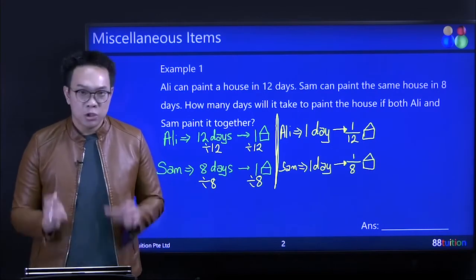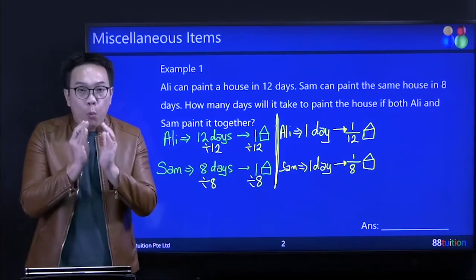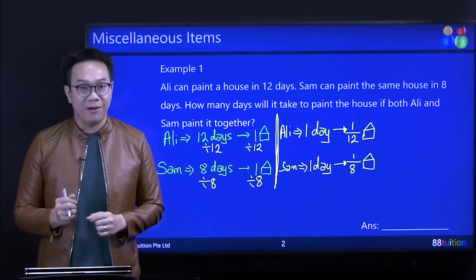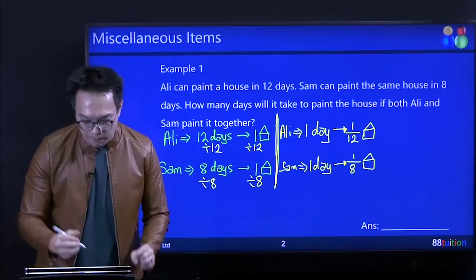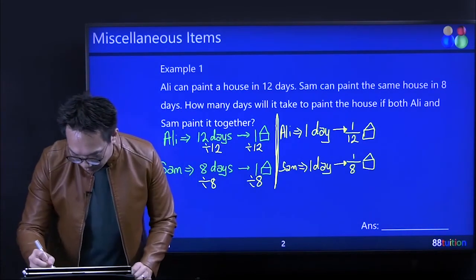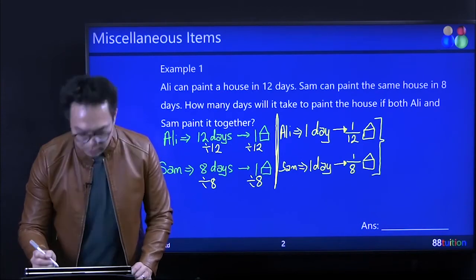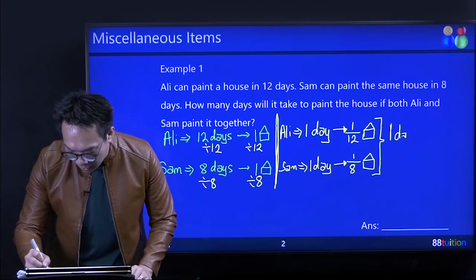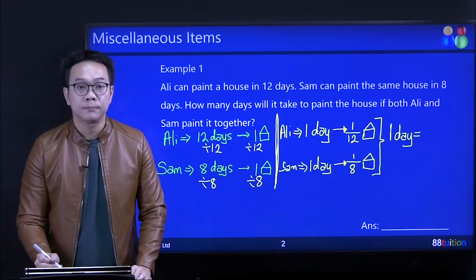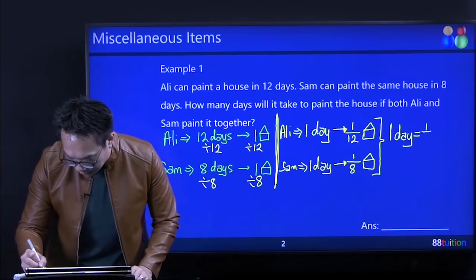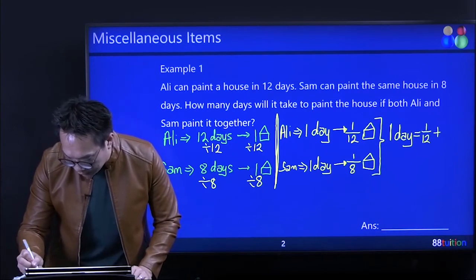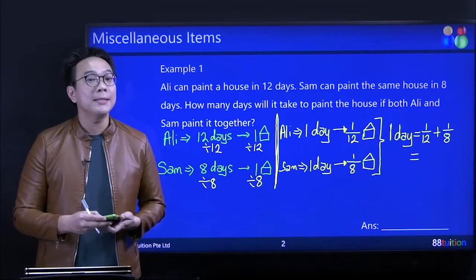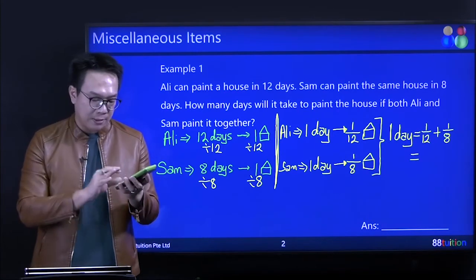Ready? So now, in 1 day, Ali can paint 1 out of 12 of the house. In 1 day, Sam can paint 1 out of 8 of the house. When 2 of them combine power, when 2 of them start to work together, in 1 day, how many parts of the house can be painted? Ali can paint 1 out of 12 of the house. Sam can paint 1 out of 8 of the house. So must you plus or not? Yes, you plus. So how do you plus? Denominator must be the same. Or just press the calculator.